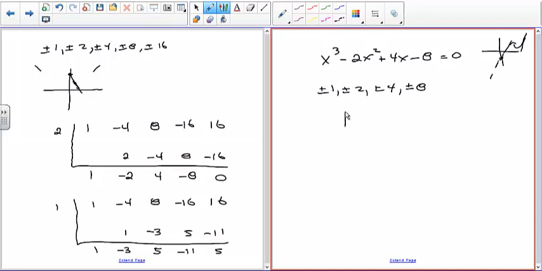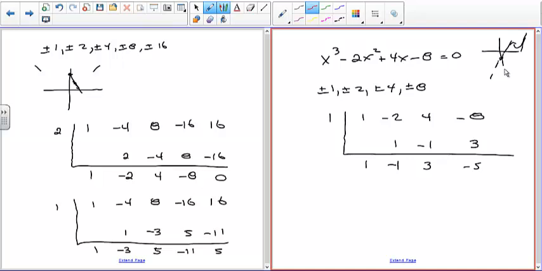So let's try 1. The coefficients are 1, -2, 4, -8. Bring this down. 1 times 1 is 1. Add these together, you get -1. 1 times -1 is -1. Add these two together, you get 3. 3 times 1 is 3. Add these two, you get -5. So you can see if f of 1 is -5, f of 0 is -8. Again, it looks like 2 might be a good choice. So we'll try 2.